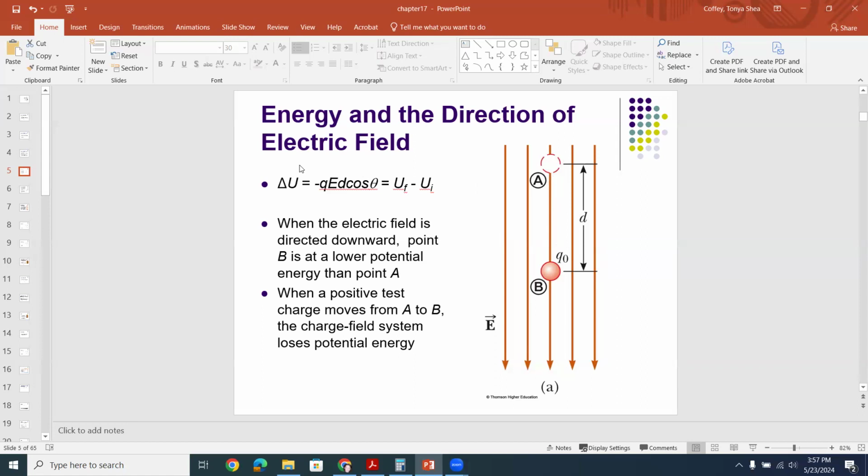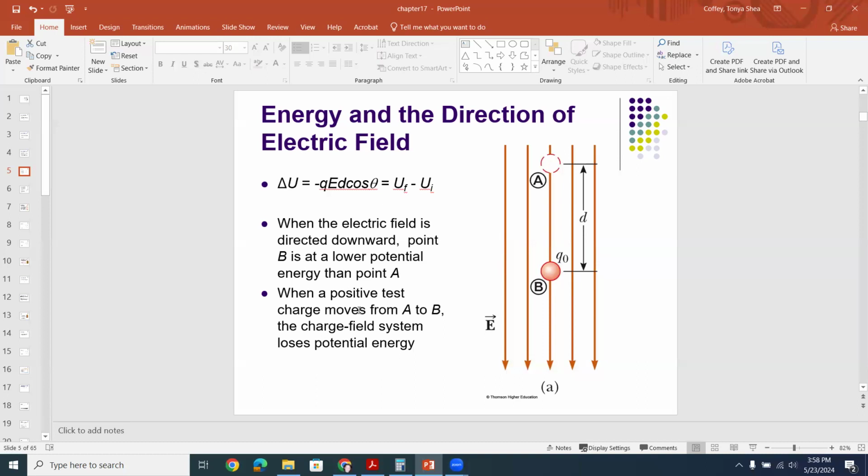So our equation for that exact same situation is minus QED cosine of theta. Now, in this case, theta is 0 because D and E are parallel, which means that cosine of 0 is 1. So you basically just have minus QED here. What that says is that when it moves from A to B, you're changing the potential energy for this positive charge, right? If Q naught is positive, then the change in the energy would be negative. It would be negative QED, right?